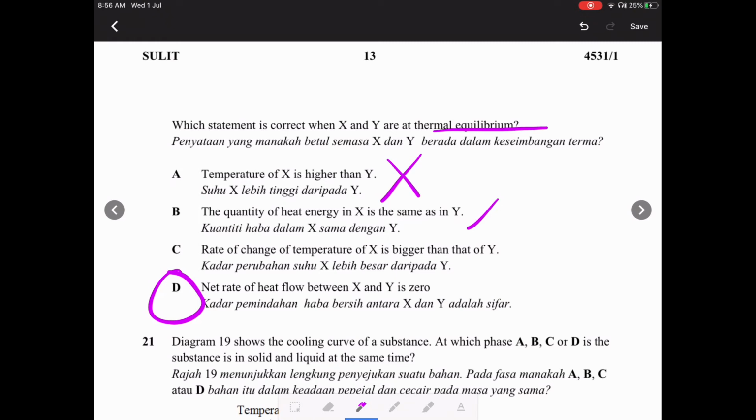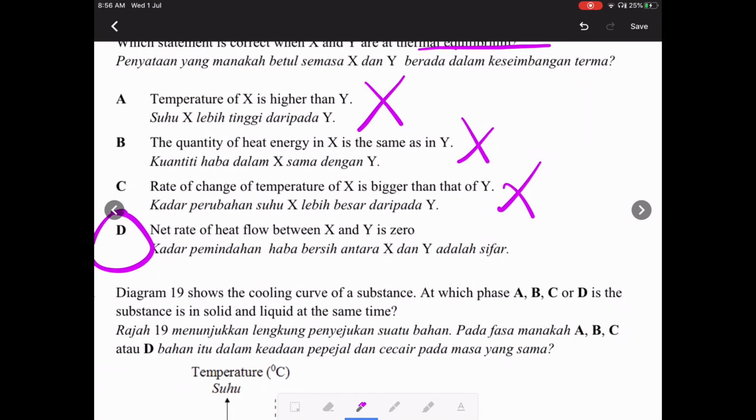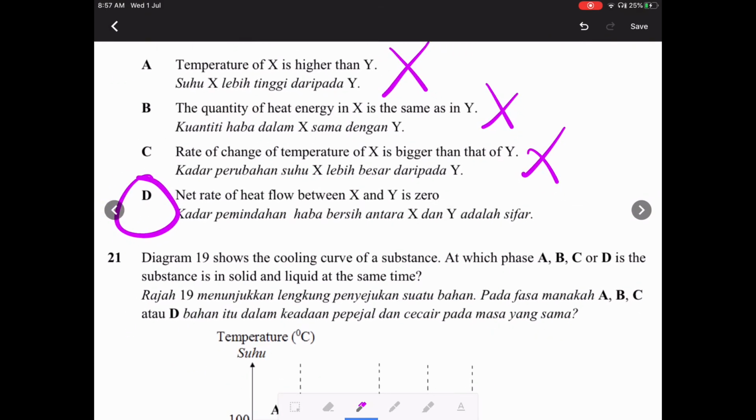Okay, ini semua salah. Quantity of heat energy is same. Quantity energinya berbeza, tetapi pemindahan haba tu sama.